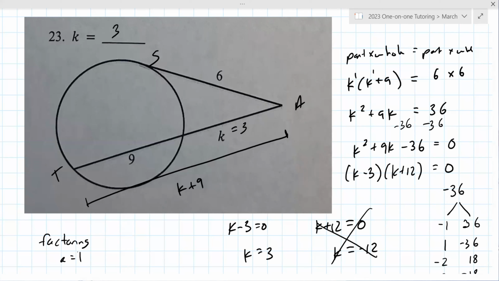Sounds good. It's a 24. Neither of these two are tangents. Both are. Yeah, let me get it pulled up here.